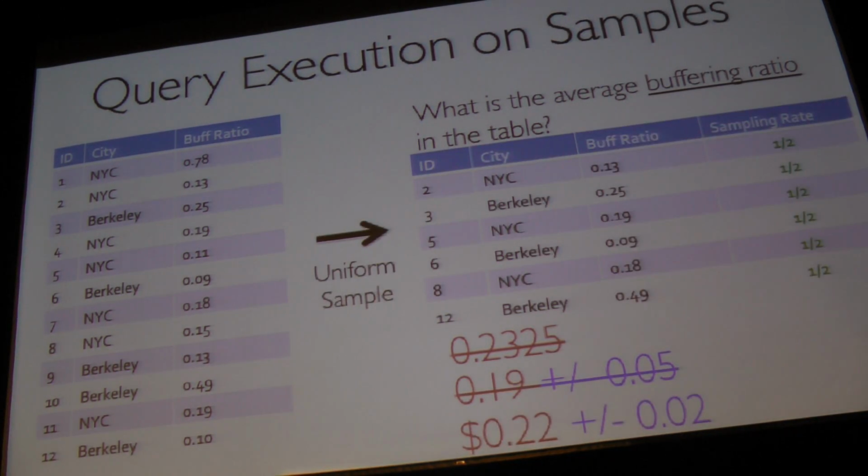Now, if you actually get a bigger and bigger sample, you can get more and more accurate answers and with lesser and lesser error bar. So this is pretty much statistics 101.